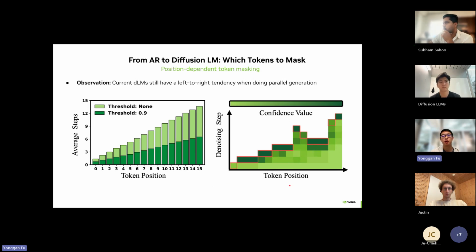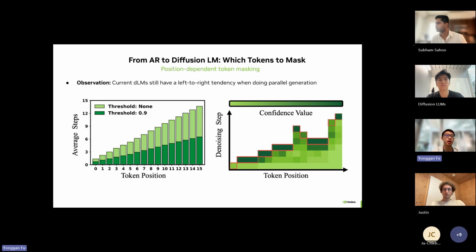For example, you can focus on this. An illustration is shown in this figure. The x-axis is the token position, the y-axis is the denoising step, and the highlighted red boxes mean the token to be really decoded at each denoising step. So you can see that it still has a very clear left-right tendency, although not exactly left-right, but the tendency is very strong.